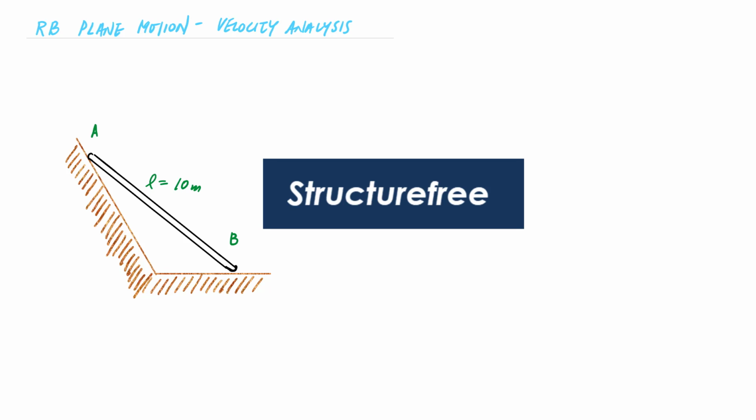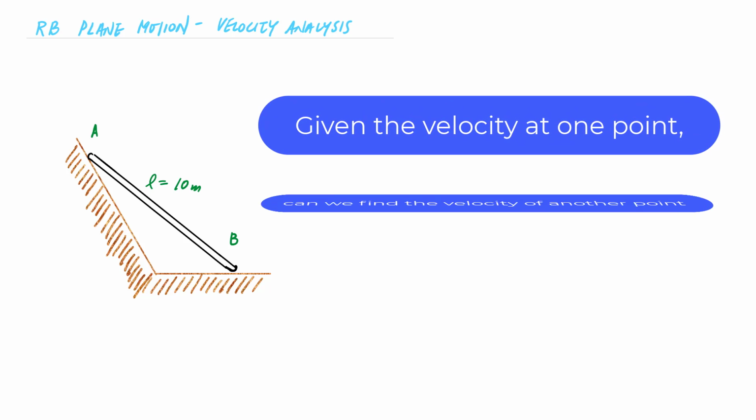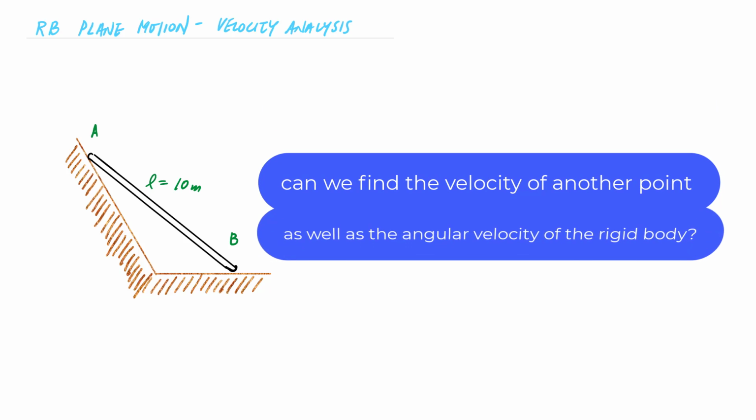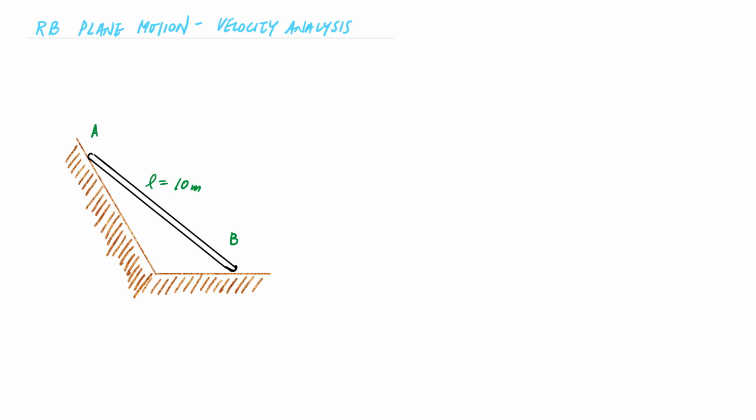And we're going to do an example problem here where we look at a rigid body that is undergoing plane motion, and given the velocity at one point, can we find the velocity of another point as well as the angular velocity of the rigid body? There are two methods that we would use to do something like that. We would do a relative velocity analysis, which involves using a relative velocity equation, or we would use the method involving the instantaneous center of rotation, also known as the instantaneous center of zero velocity.